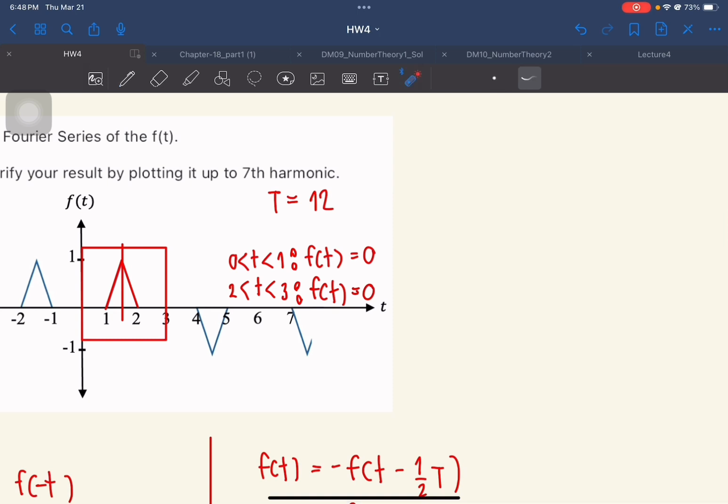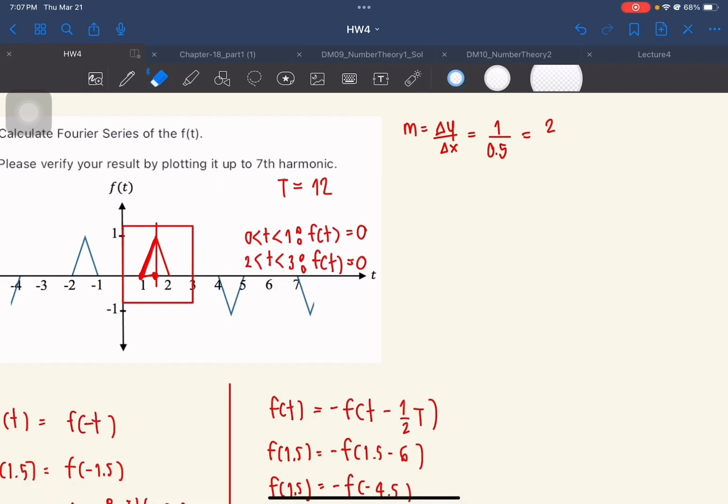Okay, I will find this part first. Before finding it, we want to know the slope. Slope is equal to delta y over delta x. Delta y is 1 and delta x is 0.5. So our slope is equal to 2, sorry.